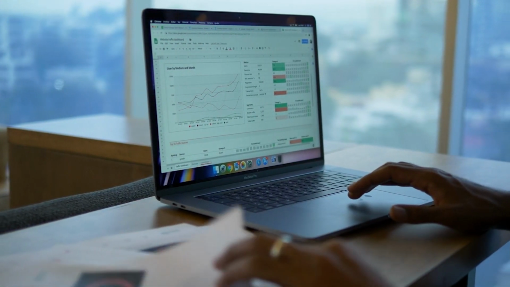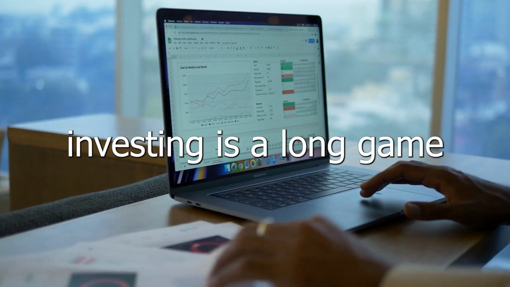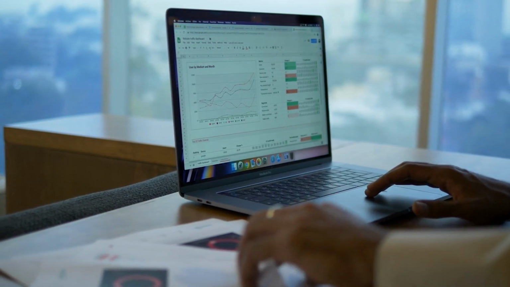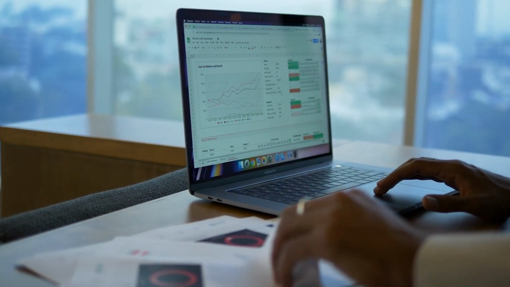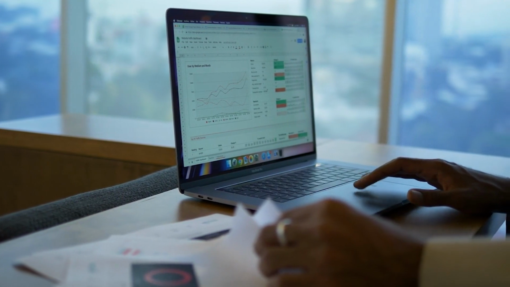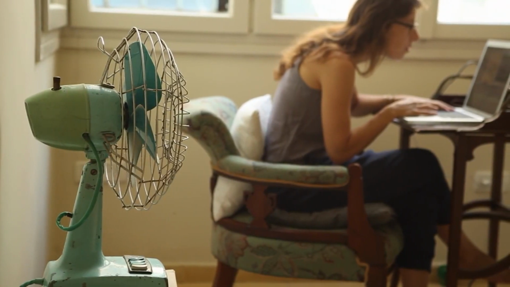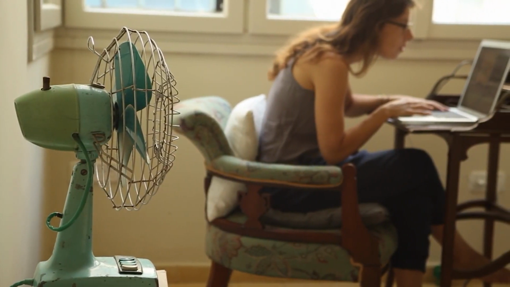But remember, investing is a long game. So, while the yield curve is a great tool, it's just one of many. Always keep yourself informed, keep learning, and stay flexible in your strategies.